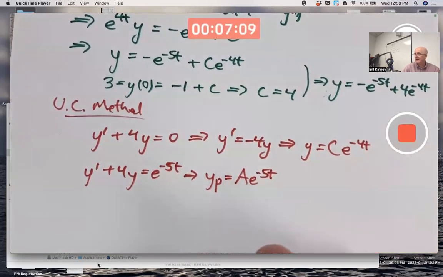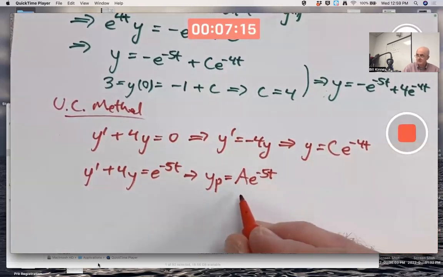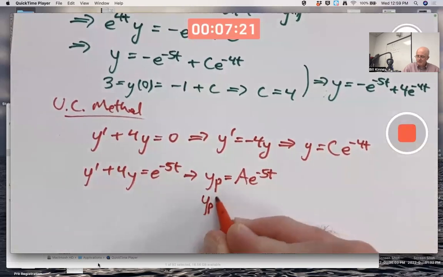a times e to the negative 5t, where a is going to be an undetermined coefficient that we've got to find. C is arbitrary, but a is something particular. A has to be some particular number. Find yp prime.